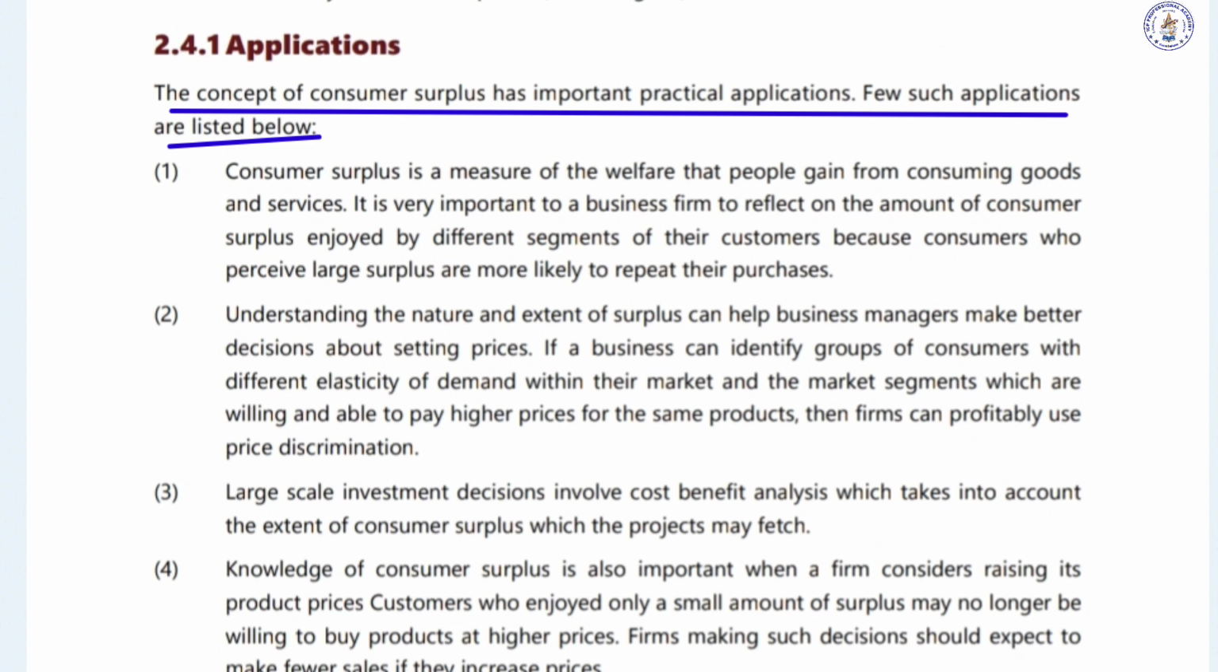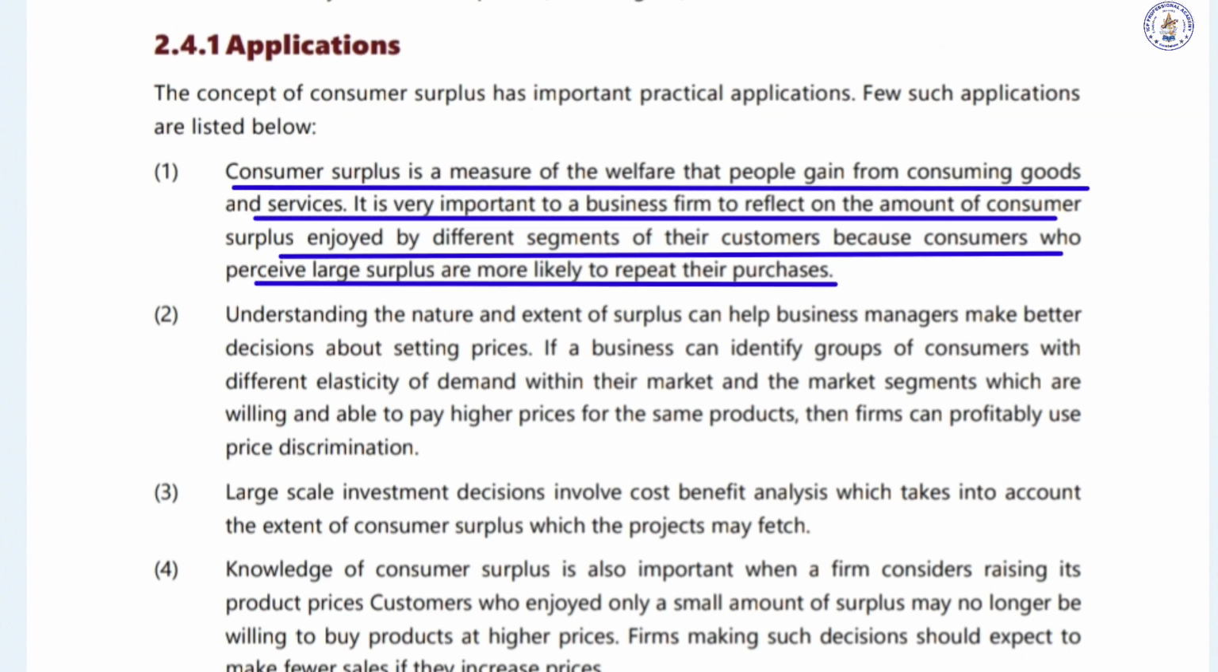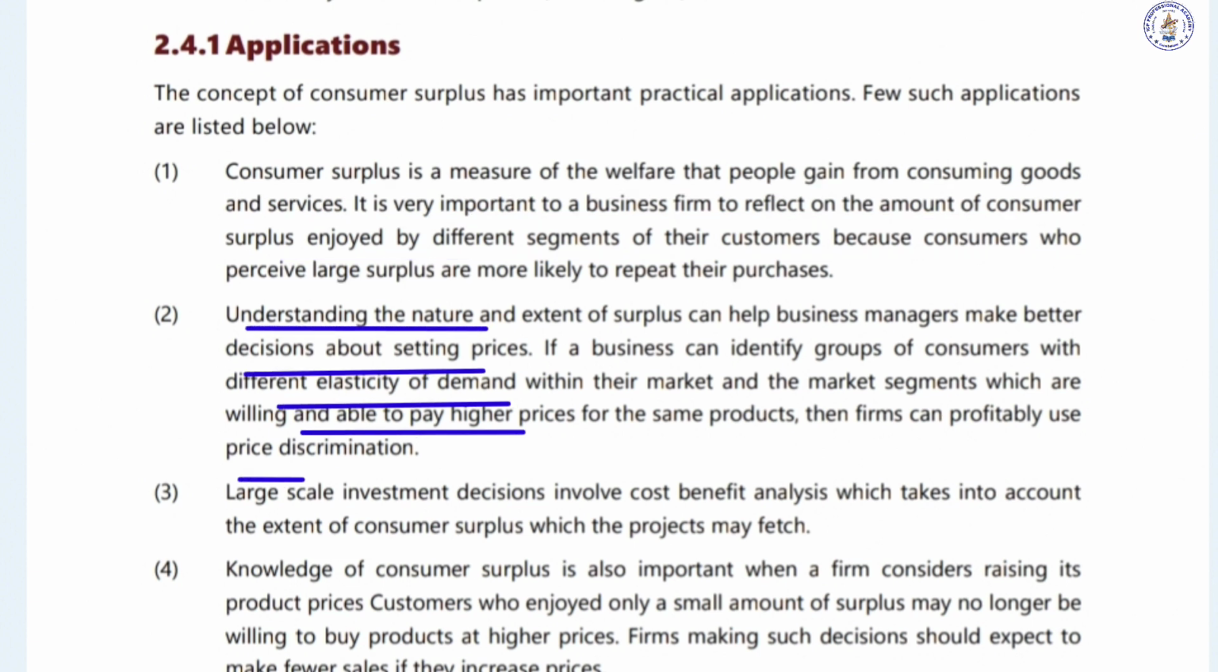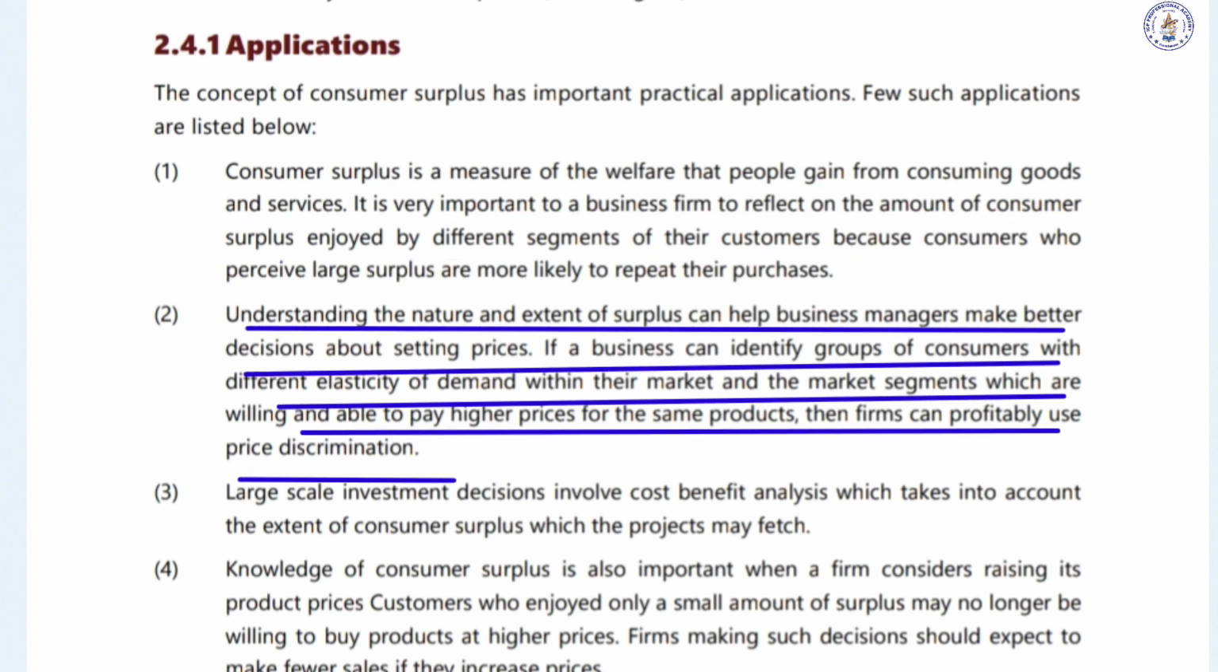This concept of consumer surplus has some important practical applications. What are the applications? First one: consumer surplus is a measure of the gain in consuming the goods, how much the consumer is enjoying because of buying it. If they have a very good surplus of happiness, they will buy more of the product.